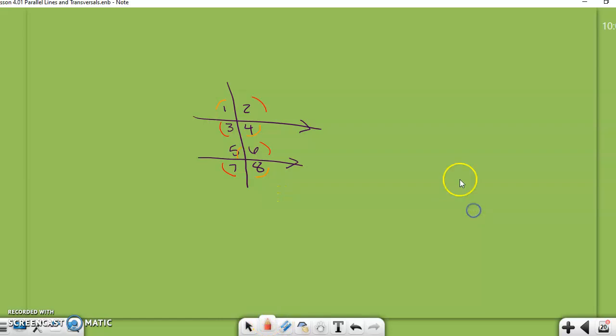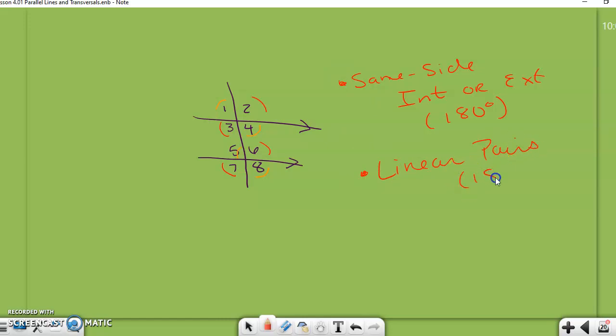Anything else is supplementary. Same side interior or exterior are supplementary, and your linear pairs are supplementary. Everything else is congruent, just to finish it up.